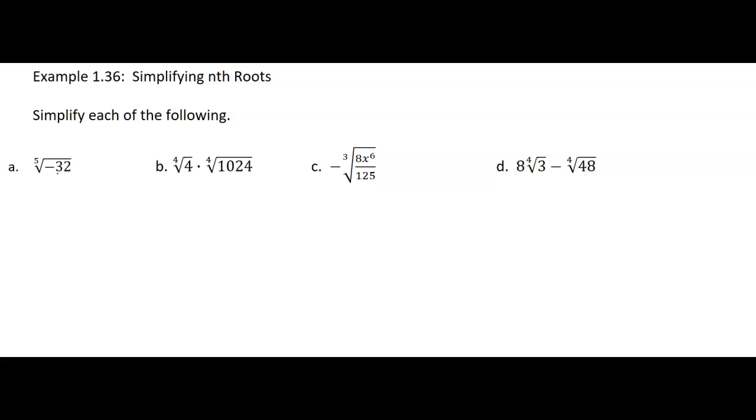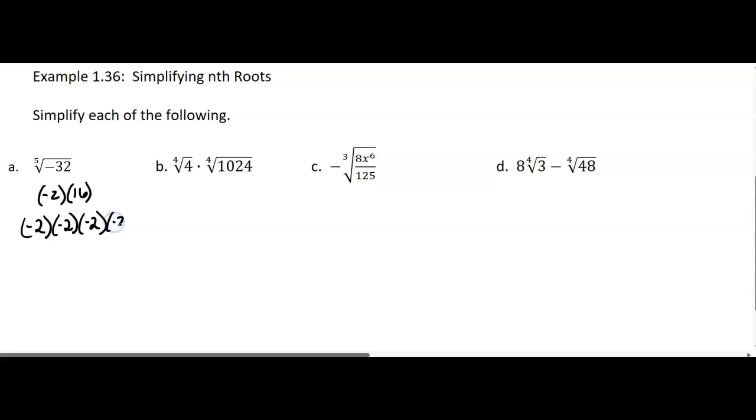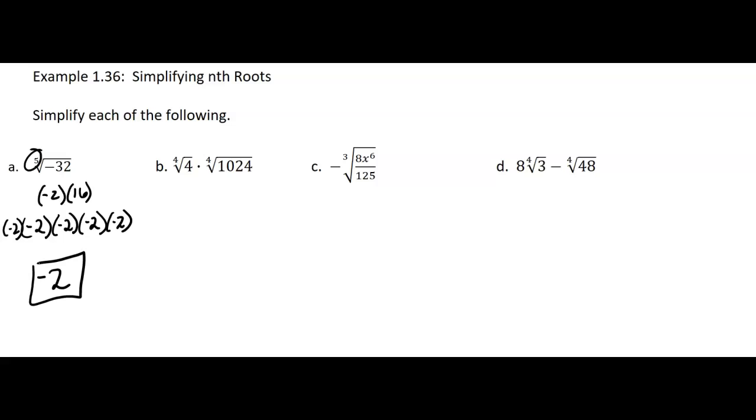Okay, now what's 32? Well, it's negative 2 times 16, I guess you could say that. But it's all going to simplify. It winds up being negative 2 times negative 2, there's 5 of them. I'm going to run out of room here. All right, and since you wanted a fifth root, the answer is just going to be negative 2. And if you put that on a calculator, negative 2 times negative 2 times negative 2, 5 of them, you would get negative 32.